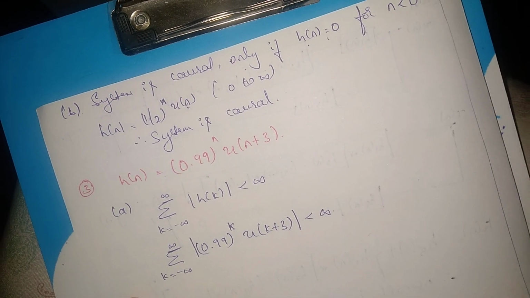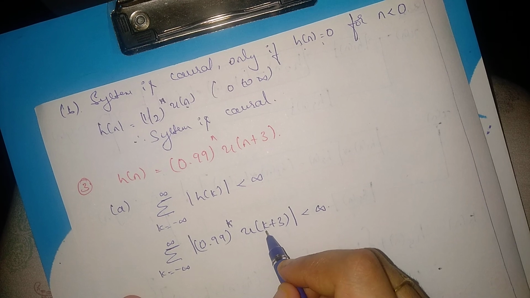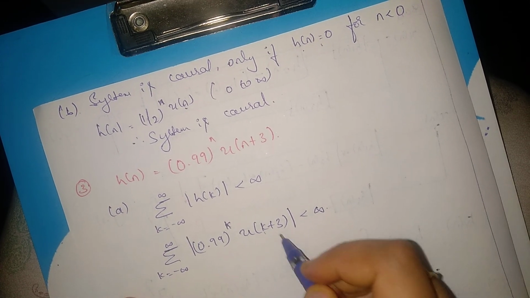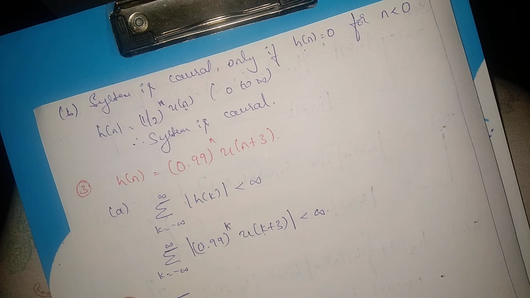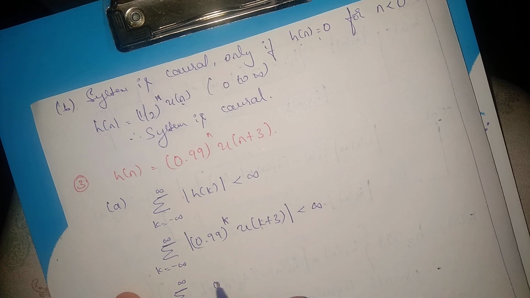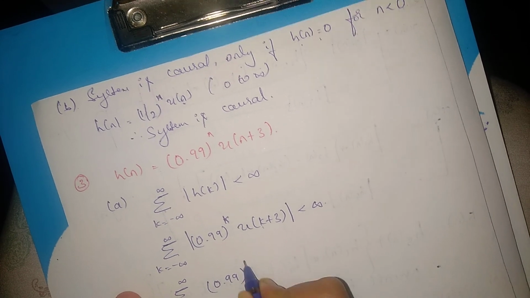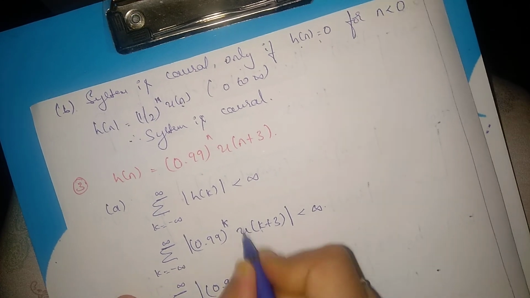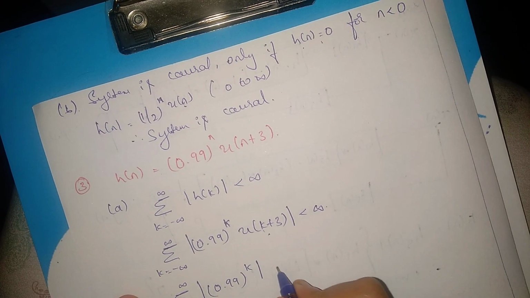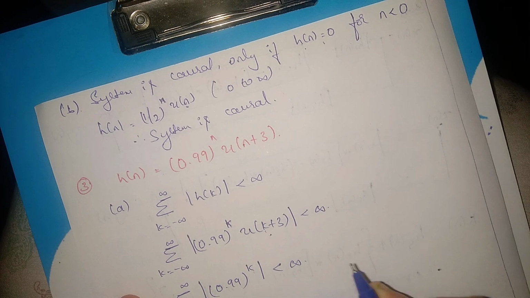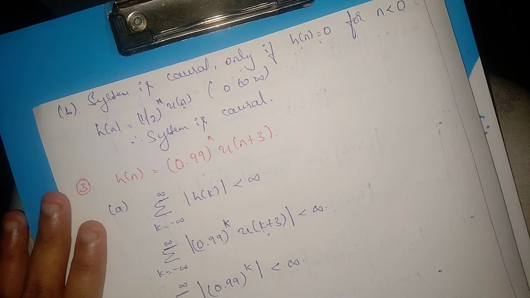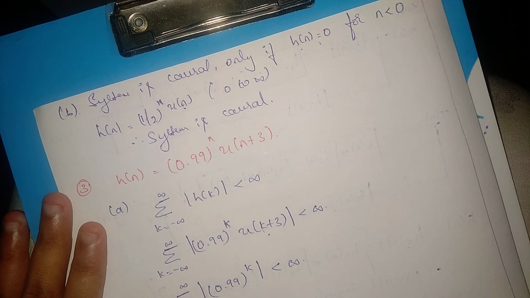So here we have k plus 3. What we can write is, k plus 3 means this summation varies from k equal to minus 3 to infinity, of 0.99 to the power of k. And I am eliminating this u of k plus 3 because we have taken the limits. So this should be less than infinity. So now let us take m as k plus 3.